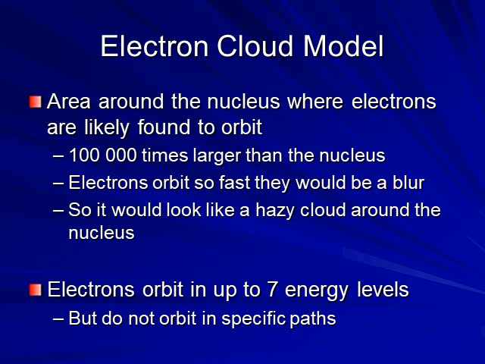Remember that we talked earlier that electrons can orbit in up to 7 energy levels. Based on energy, 7 levels, 1 being closest to the nucleus, 7 being the farthest away from the nucleus. The farther you are from the nucleus, the more energy you have to resist the pull of the nucleus. Electrons are negative. The nucleus with the protons inside are positive, and so the negative and the positive attract each other, and that's why the electrons orbit the nucleus, because they are attracted to the nucleus.